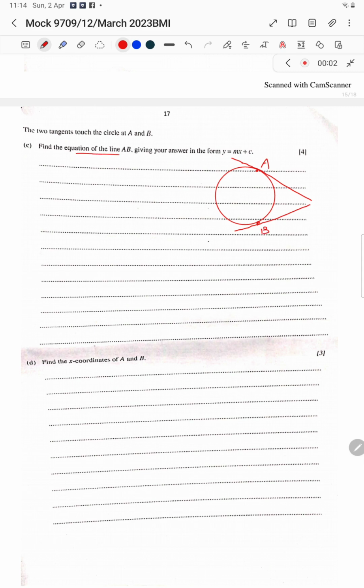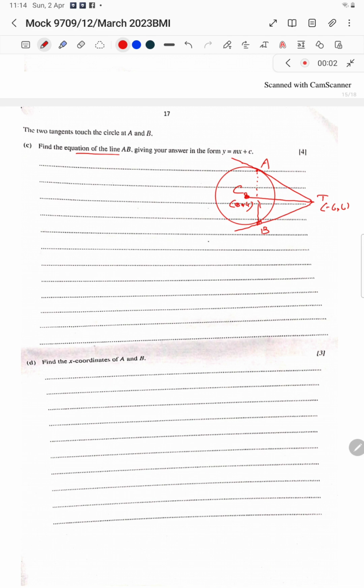Find the equation of the line AB. We are going to find this line. This is the center, this is line AB, and we know this tangent point T. This is C. These 2 points we know, 6 and negative 8 and 4.